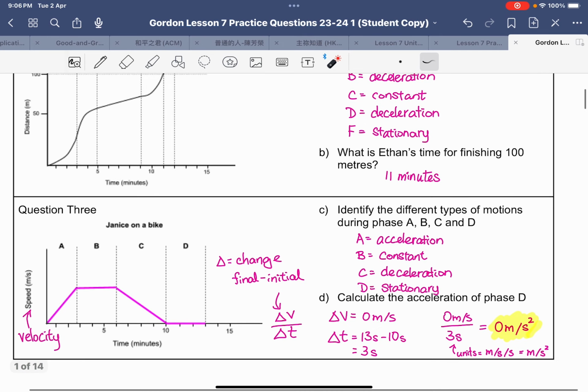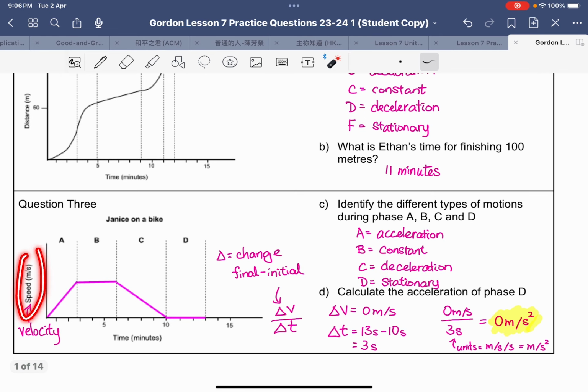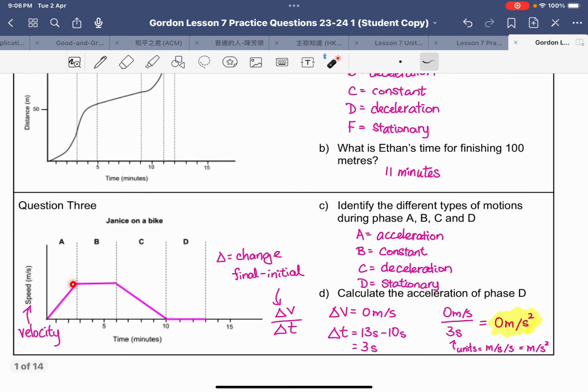Now this graph down below is slightly different. This time we're not talking about distance versus time. We're talking about speed or velocity over time. And so the way you would interpret the graph would be slightly different based on these lines. A is acceleration because although it looks like a straight line, what it's telling you is that the velocity or the speed is increasing as my time passes. So a change of velocity is acceleration.